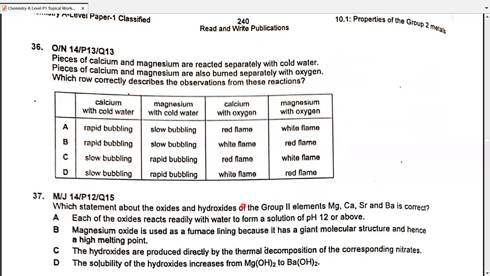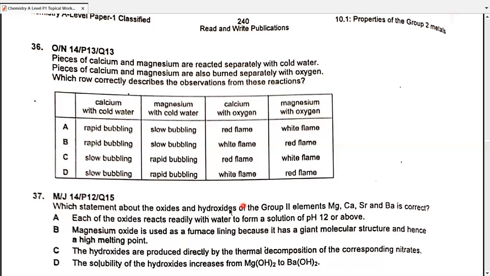Which here correctly describes the observations from these reactions? Calcium with cold water, magnesium with cold water. Calcium would be rapid bubbling, magnesium slow bubbling. Calcium with oxygen, and magnesium with oxygen. Magnesium will be white, calcium will be red, so then it's A. A, right. Okay.